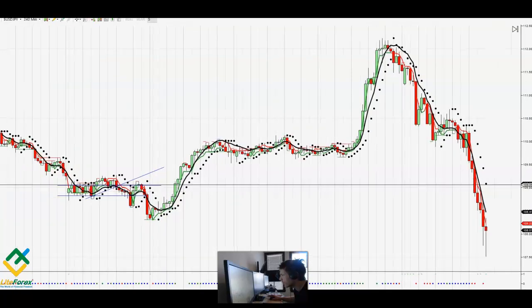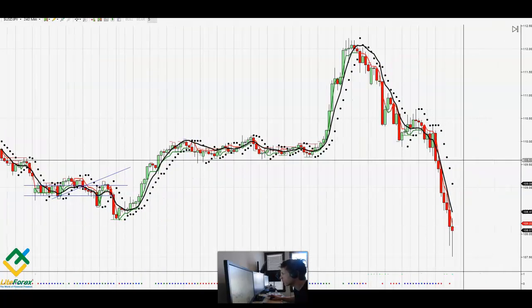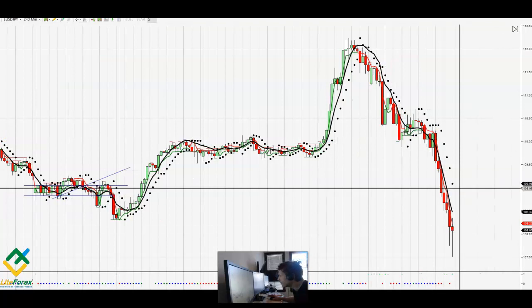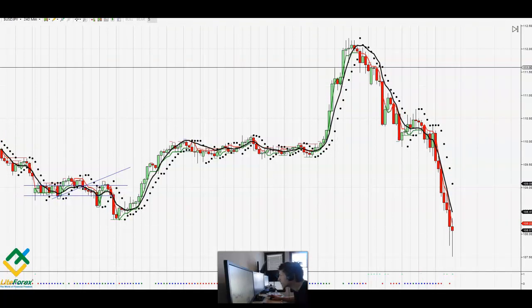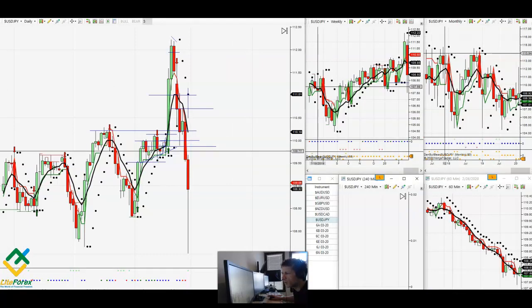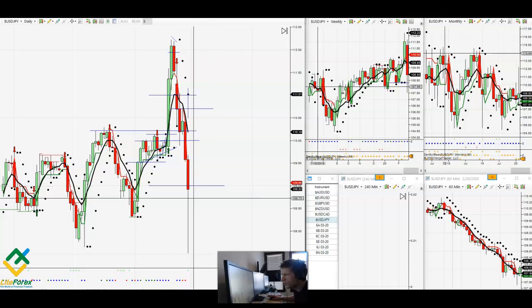Look at the 240. This is telling me rebound coming. Now we got to look at that 109 price. That's going to be an important price. Let's take a look at that on. There we are, 109. Yeah, you really want to see it be above 109.